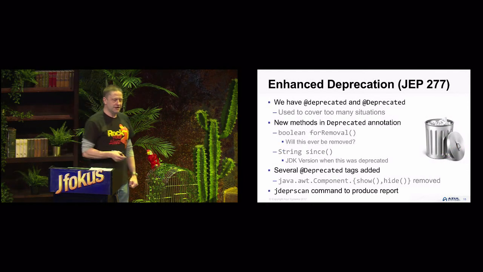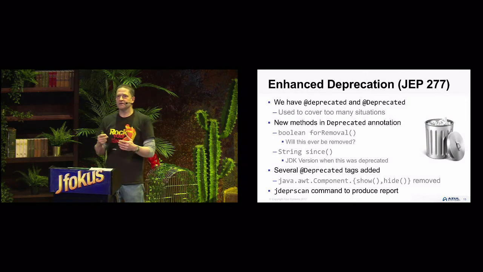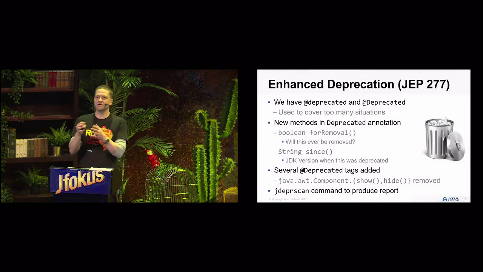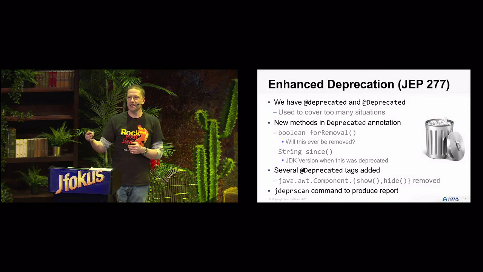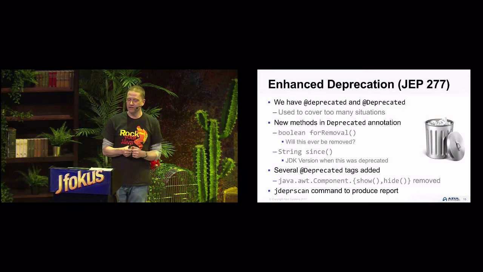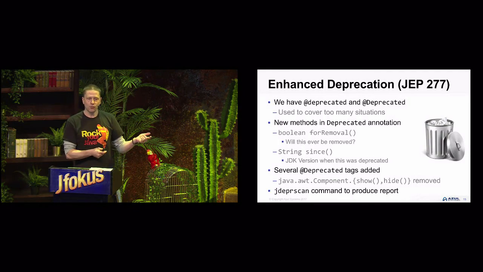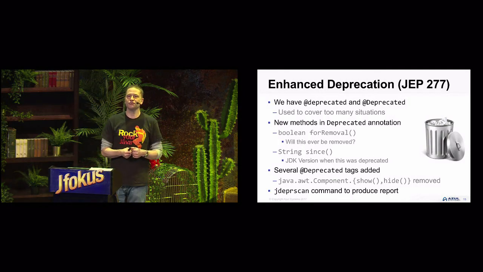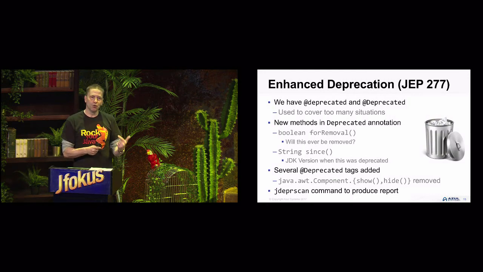Enhanced deprecation. Now, we've had deprecation for a long time in Java, right from 1.1. And the idea there is that methods, classes, interfaces, and so on could all be marked as deprecated if the idea was at some point in the future to have those things removed, or there was an alternative that was a better thing to use instead. We've had the deprecated Javadoc tag from 1.1. In JDK 5, with the introduction of annotations, we got the deprecated annotation. And now in JDK 9, that's being extended a bit to give you more information.